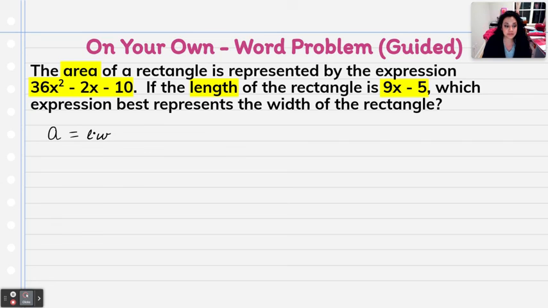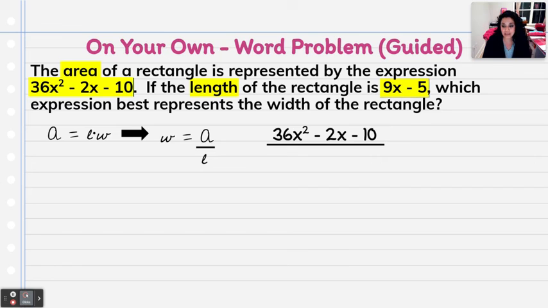So again, you'll have to remember that area is equal to length times width. However, we want to find the width. So we would go backwards. We would divide the area by the length to figure out what my width is. So I'm going to take my area of 36x squared minus 2x minus 10. Now I'm going to divide it by my length, which is 9x minus 5. Okay. Now it's just a division problem like we did.